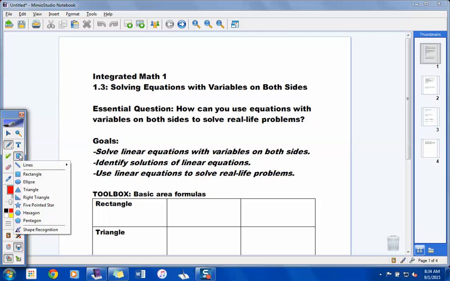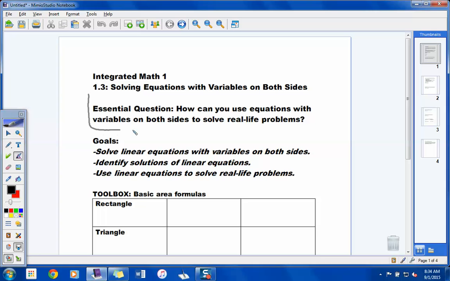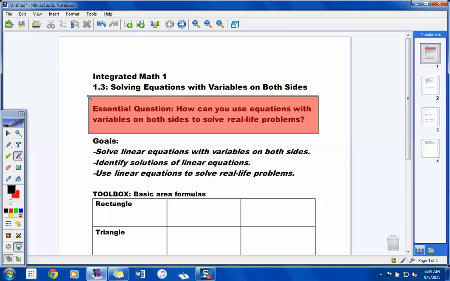So essential question-wise, here's what we're looking at addressing. How can you use equations with variables on both sides to solve real-life problems? That's what's most important today.